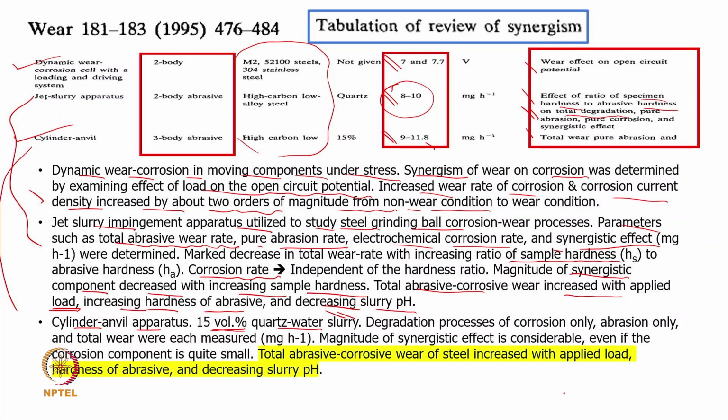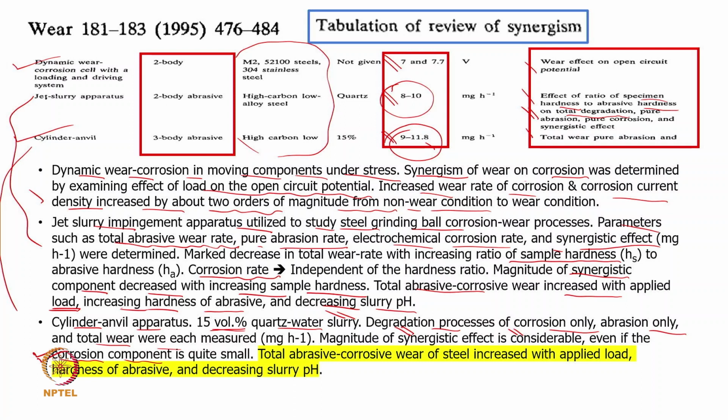In the slurry, they observed the degradation process of corrosion only, and abrasion also, so that they can compare easily, and then the total wear. In this case, they also found the magnitude of synergism is considerable, even though the corrosion component is smaller. Here they are finding the pH level is 9 to 11.8, and they found the corrosion component is smaller, but still a synergy is there.